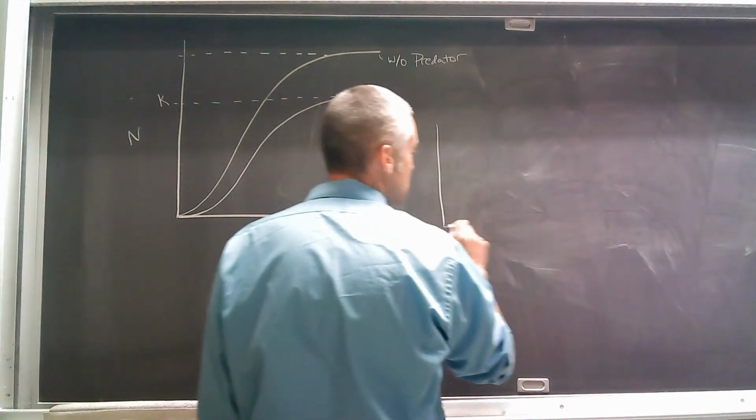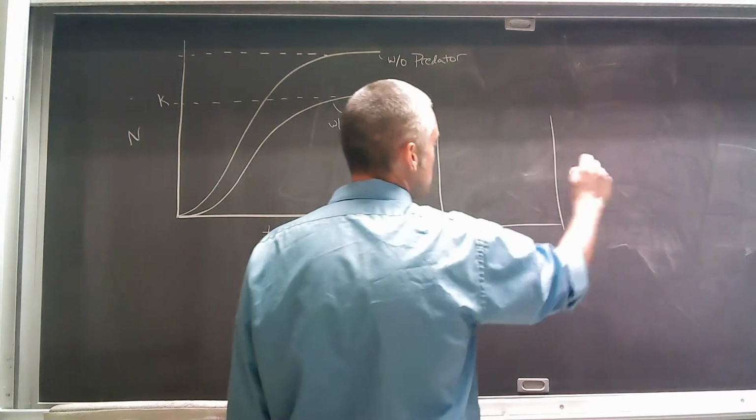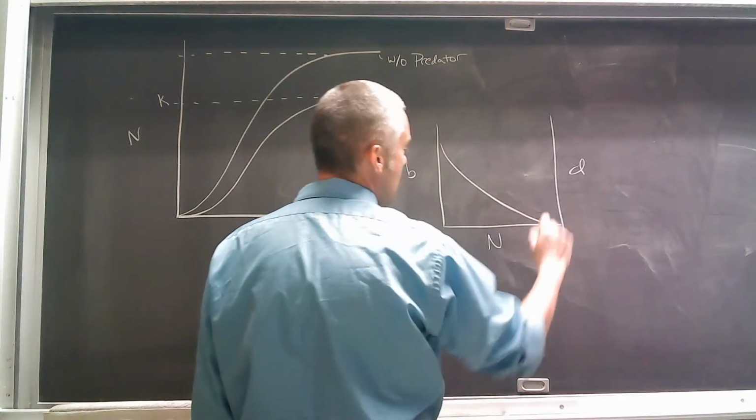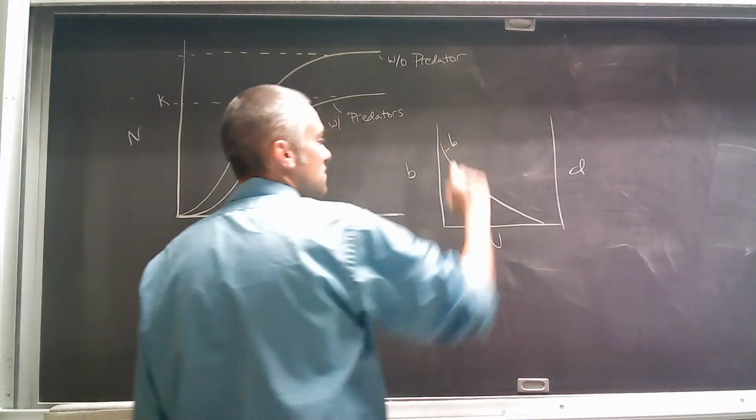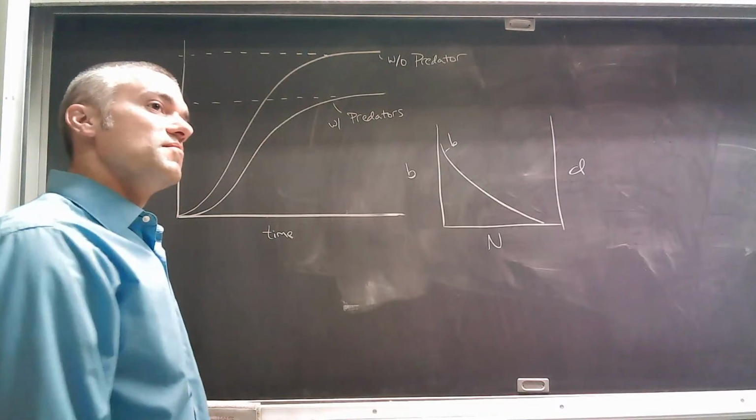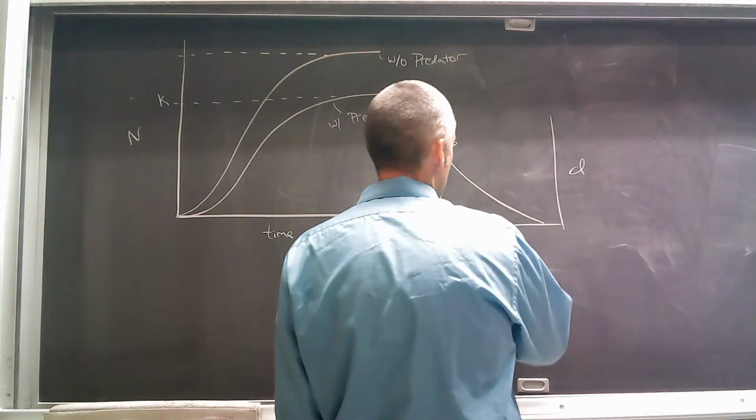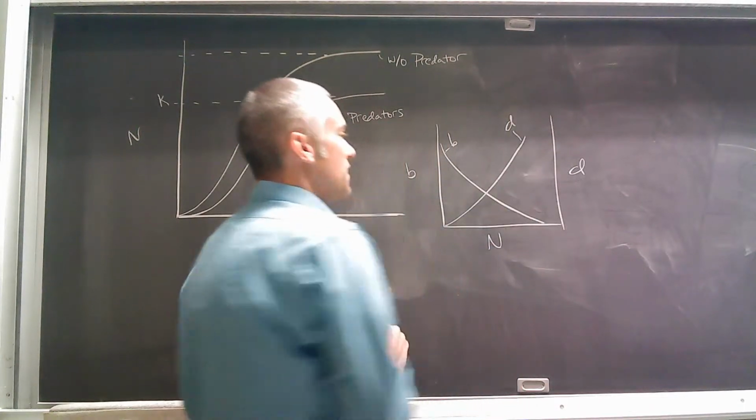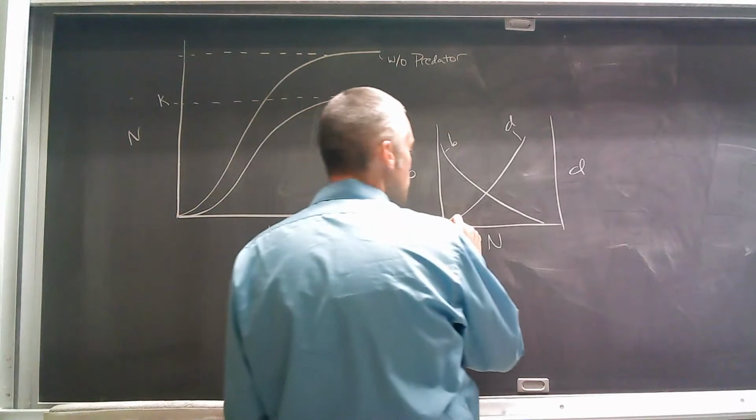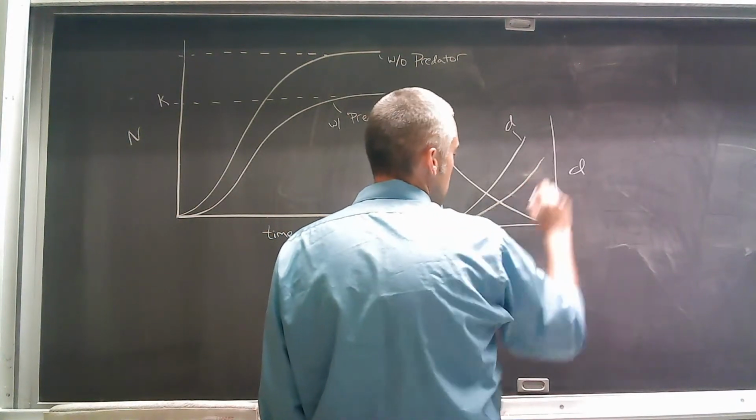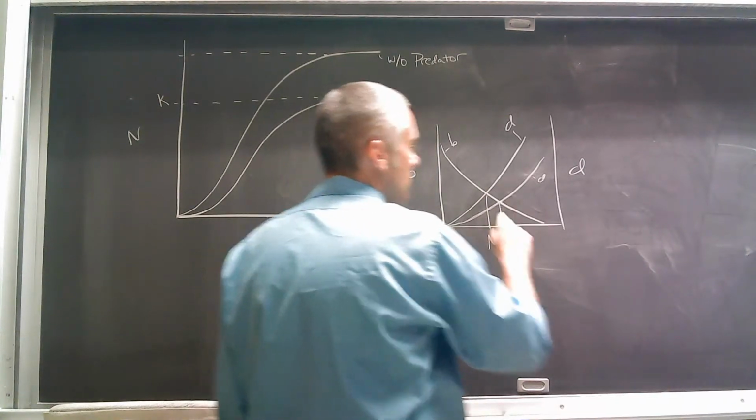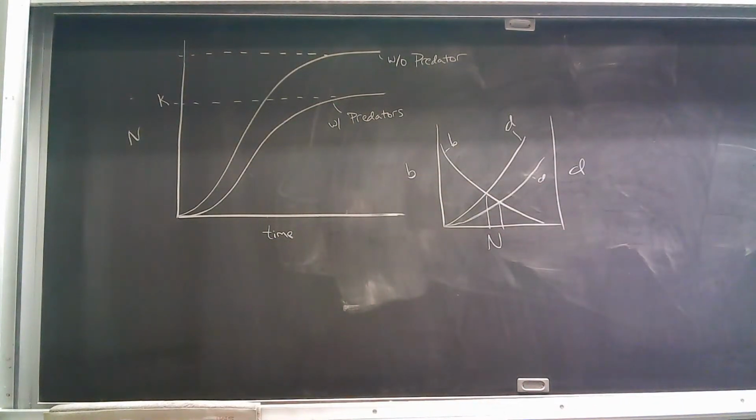Now, how does that affect our graph? So here's our death rates, here's our birth rates. Our birth rates probably are unchanged. But when we look at our death rates, once we remove our predators, we are reducing how many are being eaten by predators. And that causes our population to be able to reach a larger size.